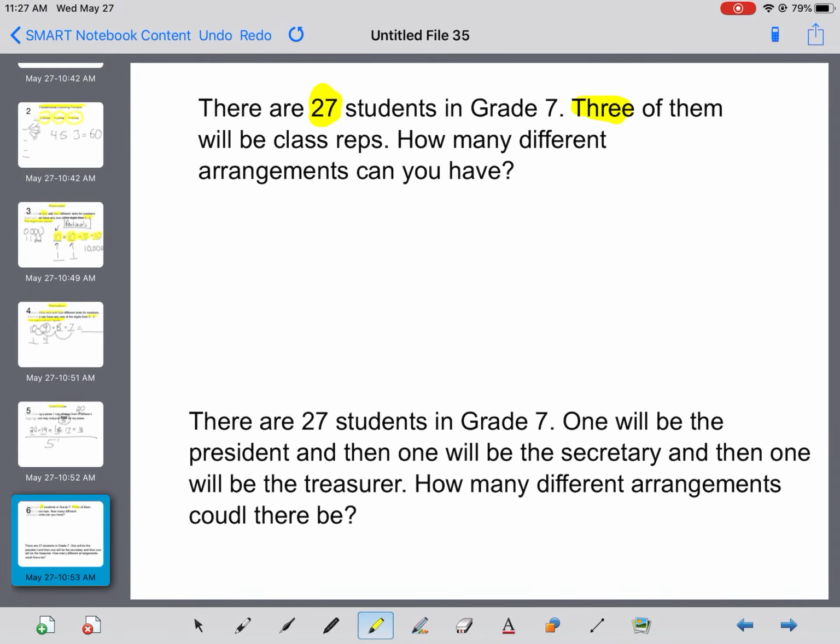How many different arrangements can you have? Is this going to be a permutation or a combination? So if I have 3 people representing my class, maybe they're the representatives that get to talk to the principal about ideas for our school. In this case, it's going to be a combination because the order doesn't matter.